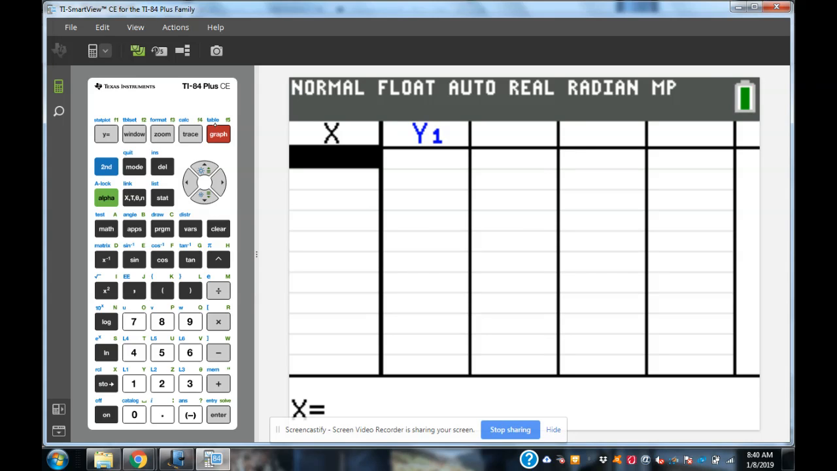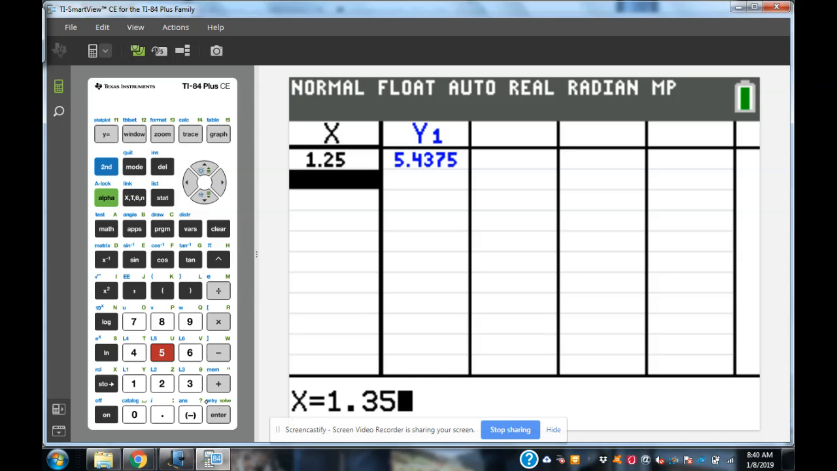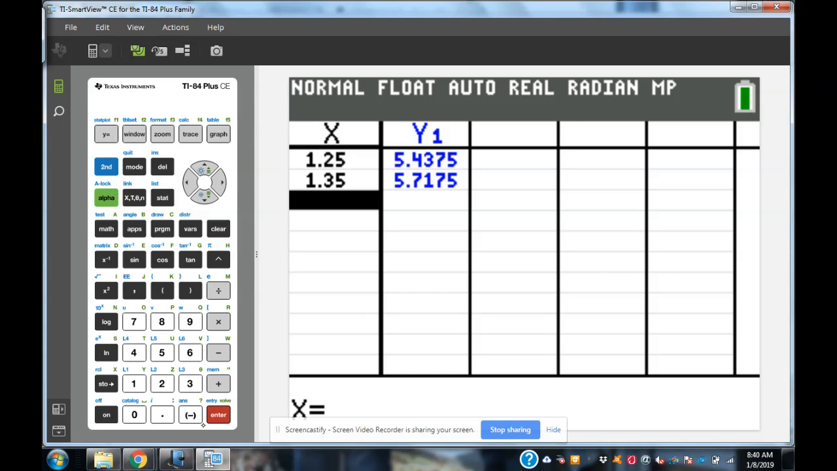Then I would type in the x value that I want to work with. I want to work with 1.25. There's that same y value. I usually only use this if I'm doing more than one x value. So if I needed to find 1.35, I could type that in there, and then I get a list of things. So I could type in several x values. So that's the easiest thing.